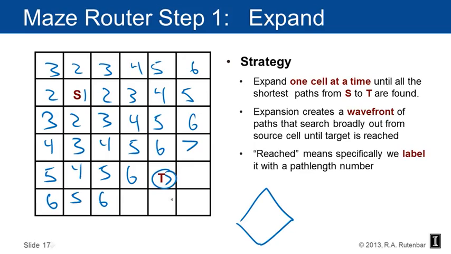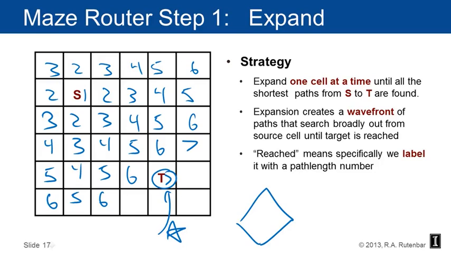Oh, look, I have hit the target. I have labeled the target with a number, and the number I have labeled the target with is a 7. What does that mean? There's a path of length 7 from the source to the target. Sounds simple. That's the deal, right?